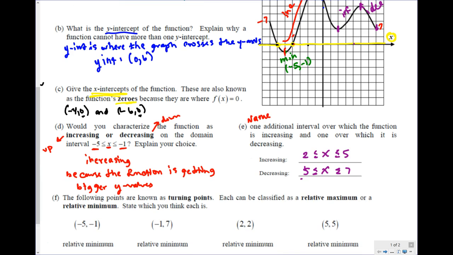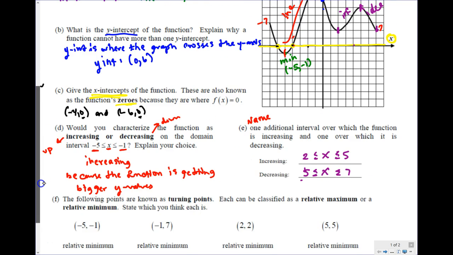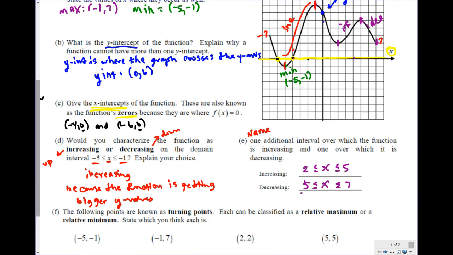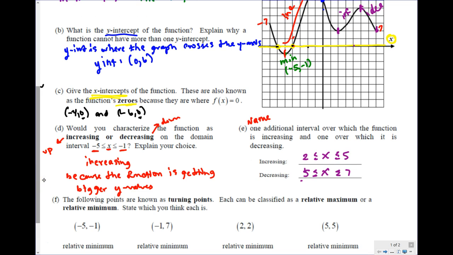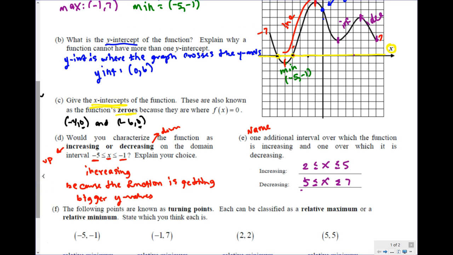Finally, letter F says we're going to define a couple things as a relative minimum or maximum, and they're called turning points. So F says the following points are known as turning points. Each can be classified as a relative maximum or a relative minimum. State which you think each is. So I'm going to go to my graph, and I'm going to erase this. You can always go back and recopy it, but there's too much color on here, and I want to be clear about what a turning point is. So I'm erasing all of this.